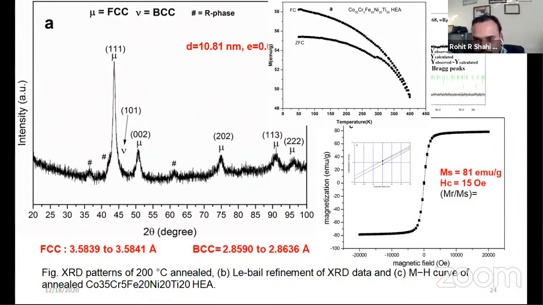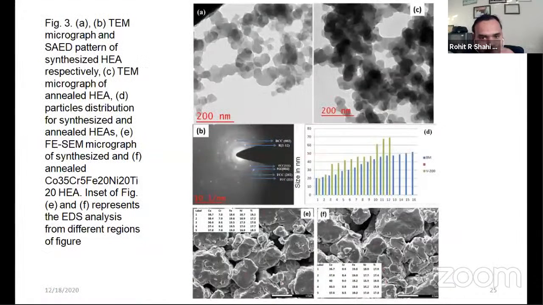From this you can see this material has a TC of more than 400 Kelvin. This is the TEM graph, and we also know that coercivity basically depends upon the particle size. So we can further confirm this.